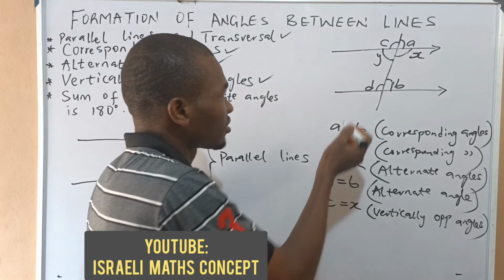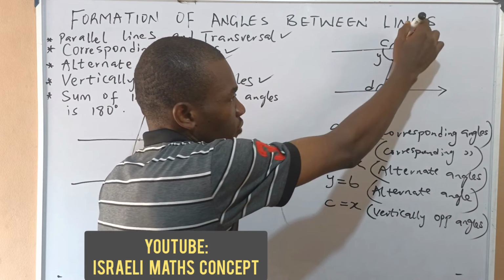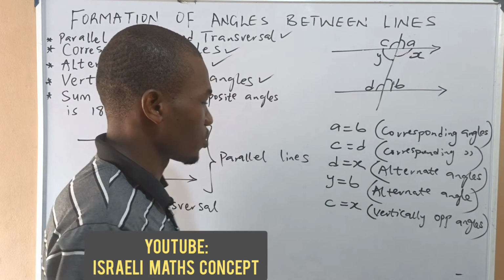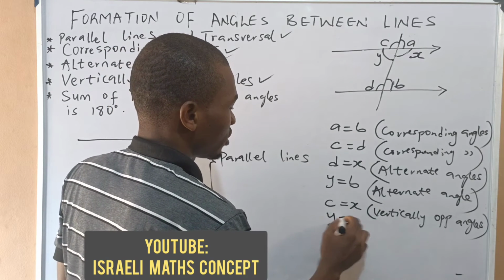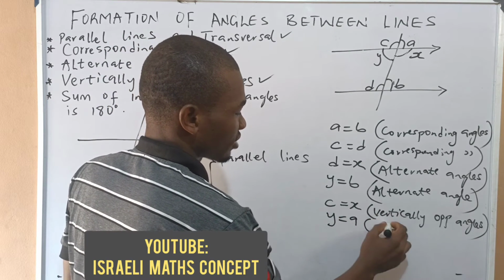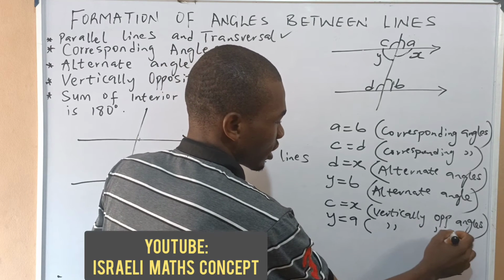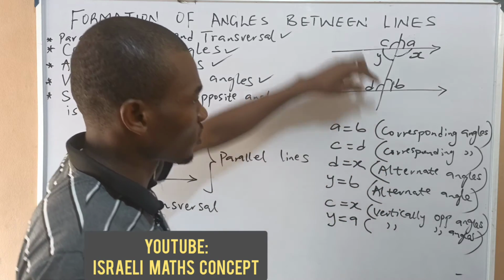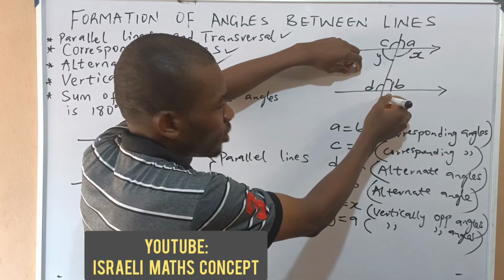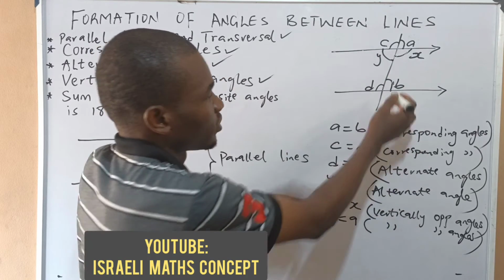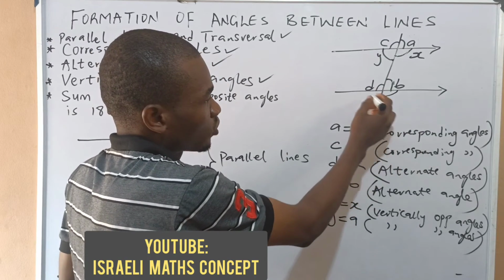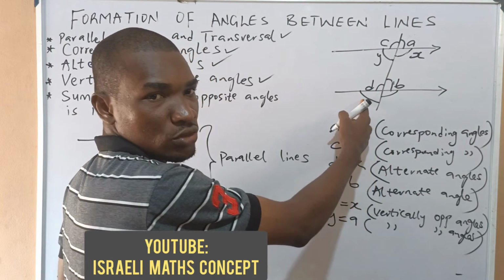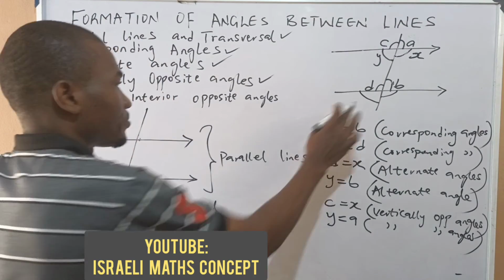We can also see that Y is vertically opposite to angle A. Angle Y is vertically opposite to angle A. We can as well say that Y is equal to A. The reason is that they are still vertically opposite angles. In the same vein, if we have another angle here, we can say that D is vertically opposite the angle here. And if we also have another angle here, we can say that angle B is vertically opposite to the angle here.